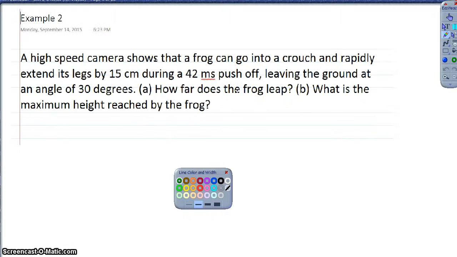Okay. Question 2, a little bit more involved here, but it's still a review question. It just has different legs of motion, if you will. Get it because it's a frog. He's jumping. Legs. Never mind. Okay, that was pretty bad.